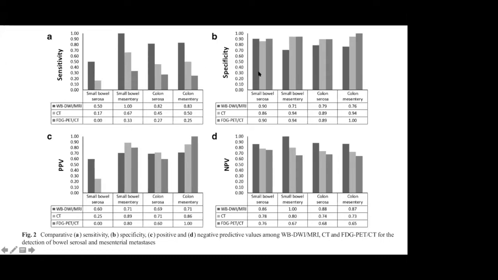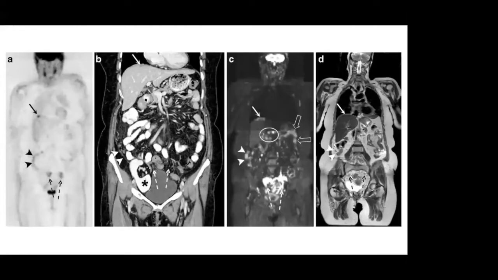Looking at just the two graphs above, that illustrates it. The darkest is the whole body MRI, the lightest the CT and PET-CT. In fact, small bowel serosa disease was not shown by PET-CT and was significantly better demonstrated on DWI. The small bowel mesentery, same story, colon serosa and colon mesentery. That made quite the difference, which is logical because, as we can see here, what we're talking about are really, really small deposits. If you look at this patient here, this is the PET-CT.